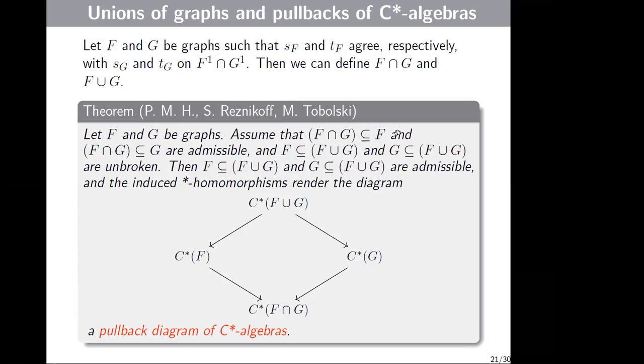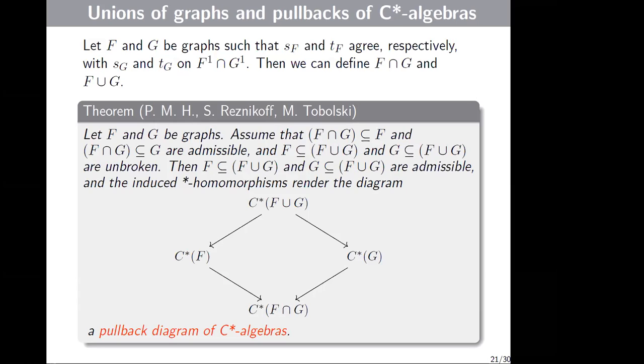But I don't have a concrete counterexample in mind to show that if everything is satisfied but these conditions, then the theorem is false. We might have fun doing it later on. But for the time being, let's just focus on the theorem. So we assume that these inclusions in the union graph are unbroken. Under these assumptions, what we can conclude is that the inclusion of F in the union graph and the inclusion of D in the union graph are both admissible. We don't assume it. This is a conclusion.